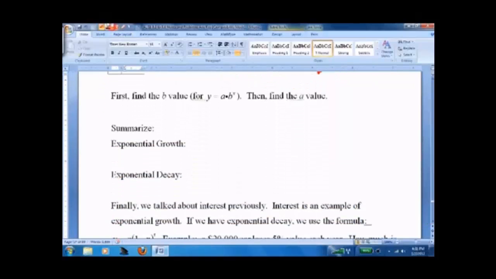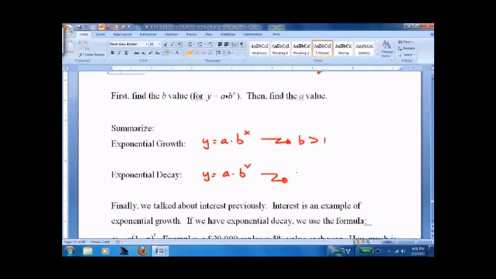So to summarize, exponential growth, y equals a times b to the x, b is greater than 1. Exponential decay, y equals a times b to the x, 0 is less than b is less than 1. So b is a fractional number between 0 and 1, like 1/10, 2/5, something like that.